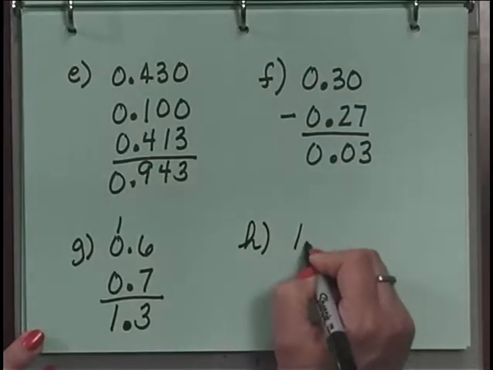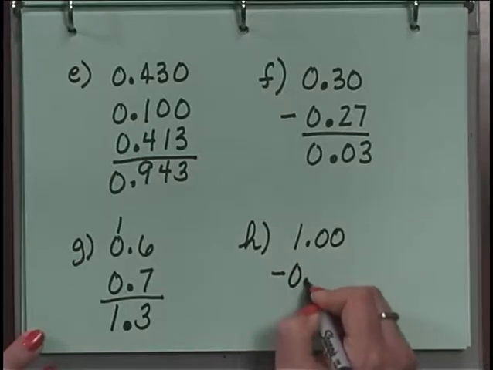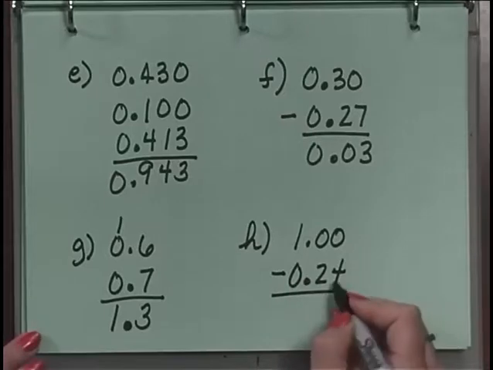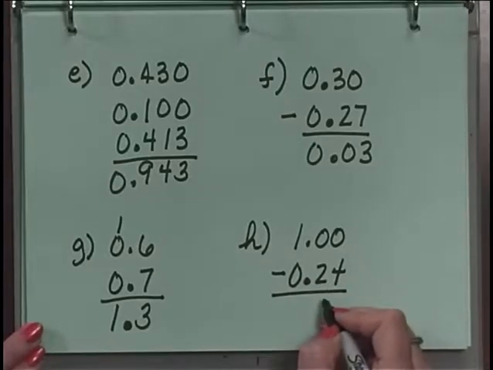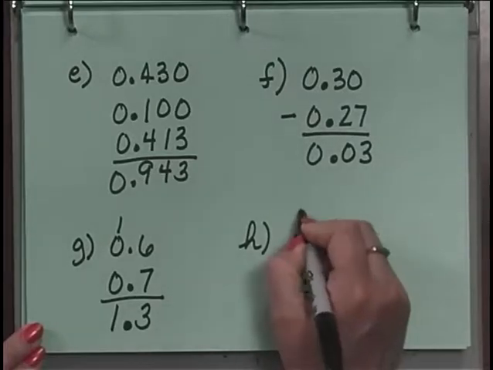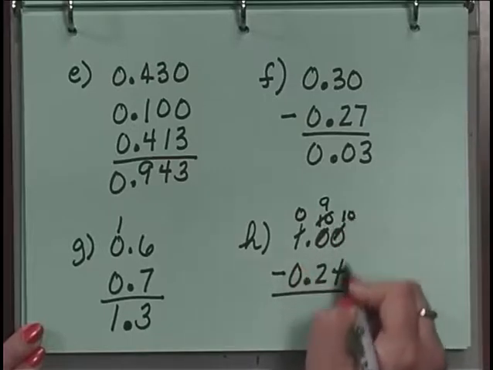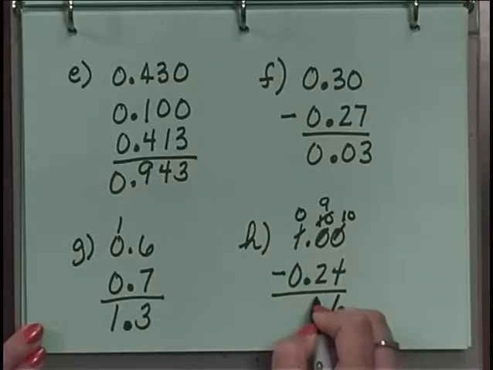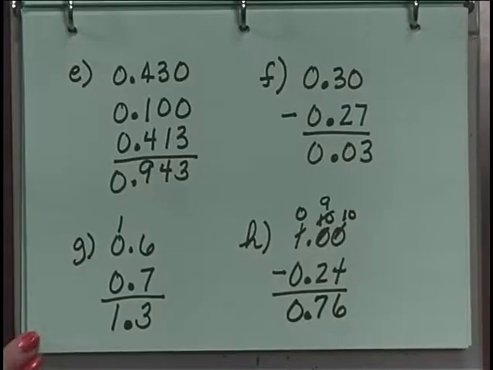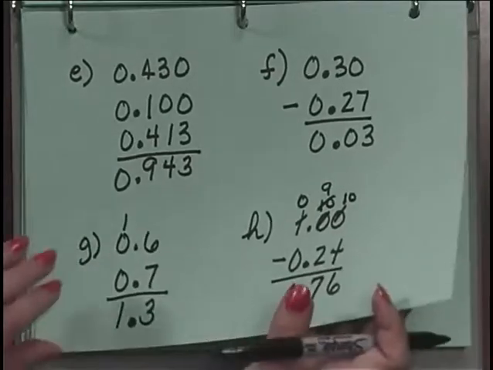Problem H, I have 1 whole, and from that I am subtracting 24 hundredths. Well, if I have $1 and I subtract 24 pennies, I would be left with how many pennies? Because that's essentially what this problem is saying. So we're going to borrow to find out. 10 minus 4 is 6, 9 minus 2 is 7, and 0 minus 0 is 0. So I'd be left with 76 pennies, and that's 0 and 76 hundredths.